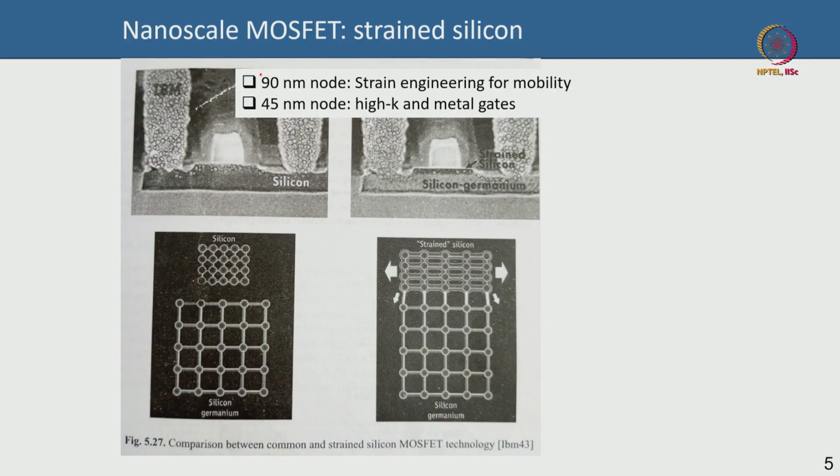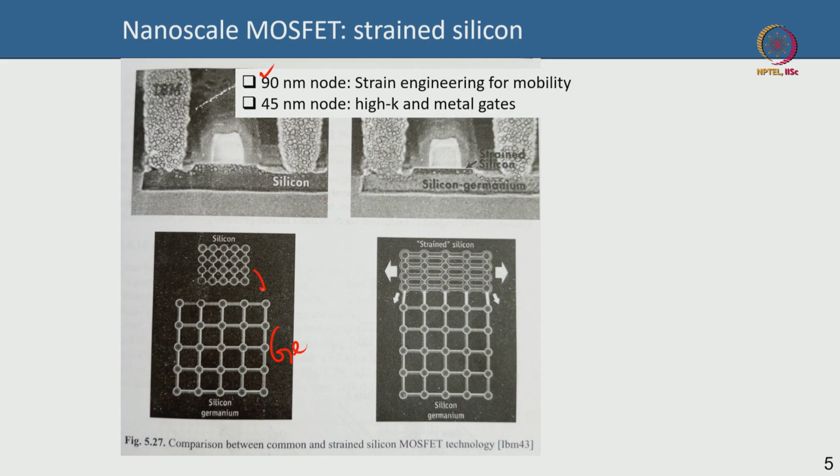Okay. At the 90 nanometer node, people actually started introducing strain engineering for mobility. So what does it mean? When you strain the silicon, in a tensile way. So this is germanium, for instance. Germanium has a larger lattice constant.